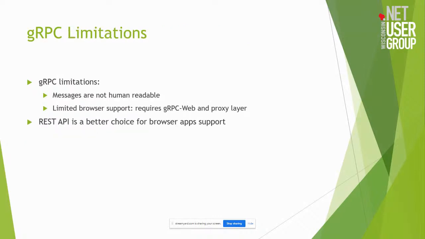But it does have its own limitations. So messages are not human readable, and it has limited browser support. If you're taking a look at the gRPC message coming over the wire, it actually looks very cryptic, whereas JSON, you can just read it.